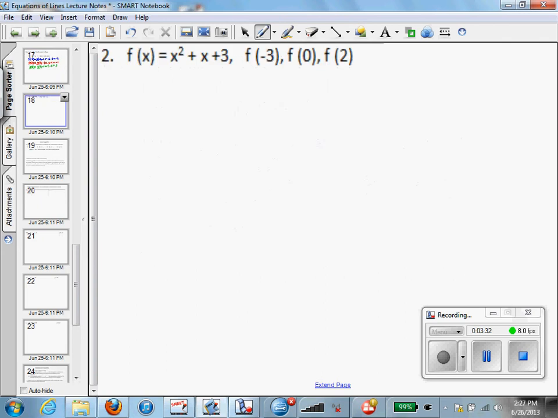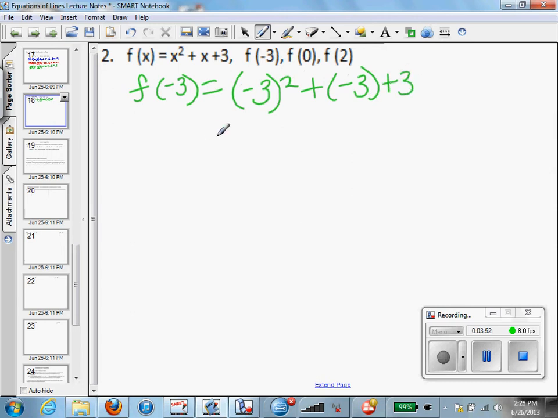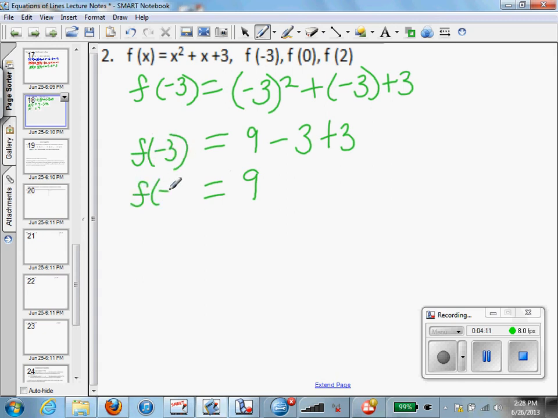Ready? And with this next example, we have f at negative 3. Notice we have a few more x's in our equation. It's nothing to worry about. So every time we see an x, let's replace it with a negative 3. So when we evaluate, negative 3 squared is 9, minus 3 plus 3. So these are going to just cancel each other out, so you're just left with 9. So f of negative 3 is equal to 9.